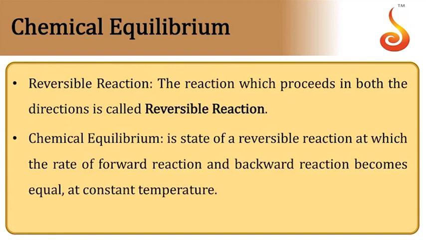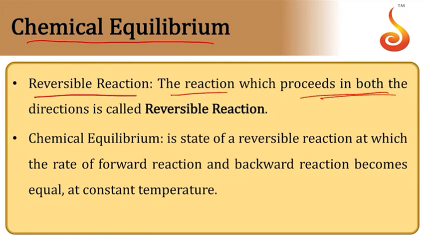Then comes chemical equilibrium. For this we first want to know the meaning of a reversible reaction. A reaction which proceeds in both directions is called a reversible reaction. Both directions means here reactants have to convert into products, and then products must convert into reactants also. Such a type of reaction can be called a reversible reaction.